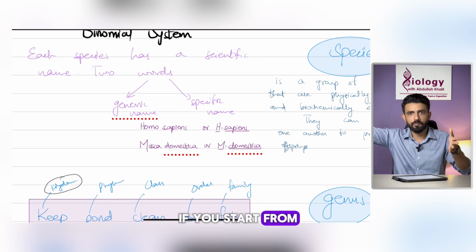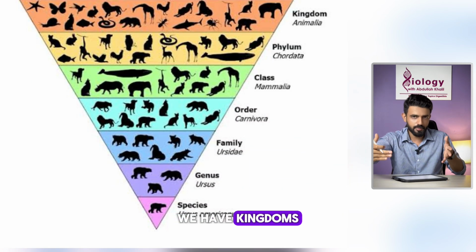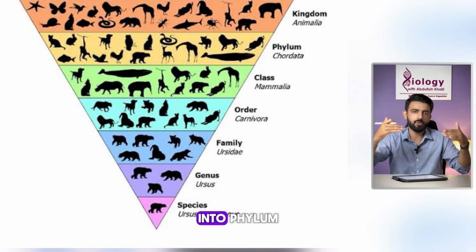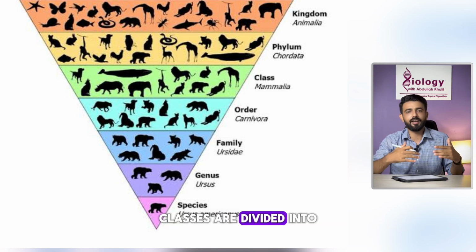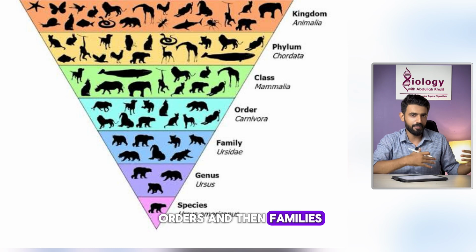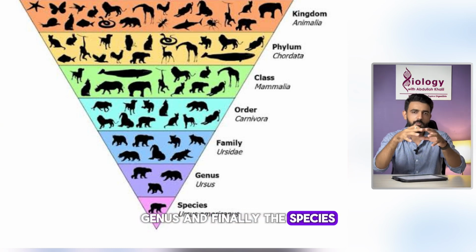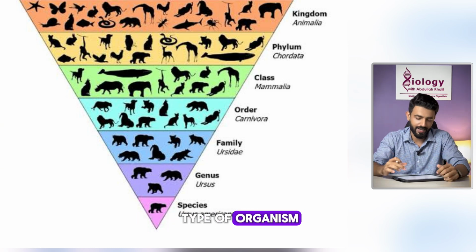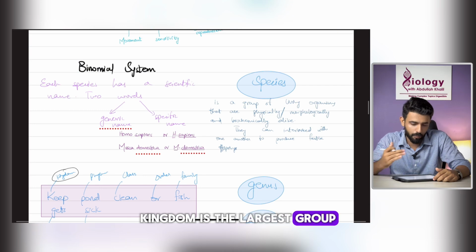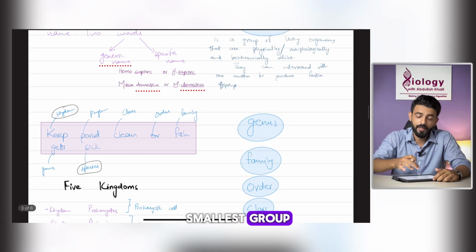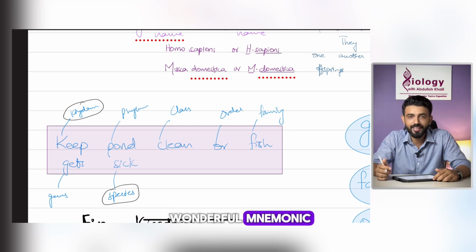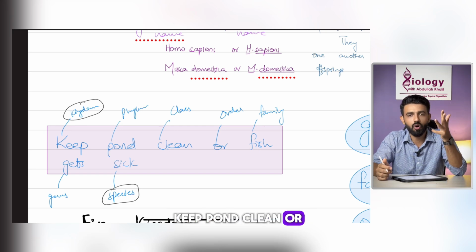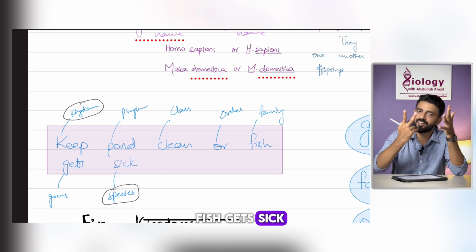So if we start from the top, we have kingdoms, and then kingdoms are divided into phyla. Then phyla are divided into classes. Classes are divided into orders, and then families, genus, and finally the species, which has only one type of organism. Kingdom is the largest group and species is the smallest group. To remember the sequence, I'll give you this wonderful mnemonic: keep pond clean or fish gets sick.